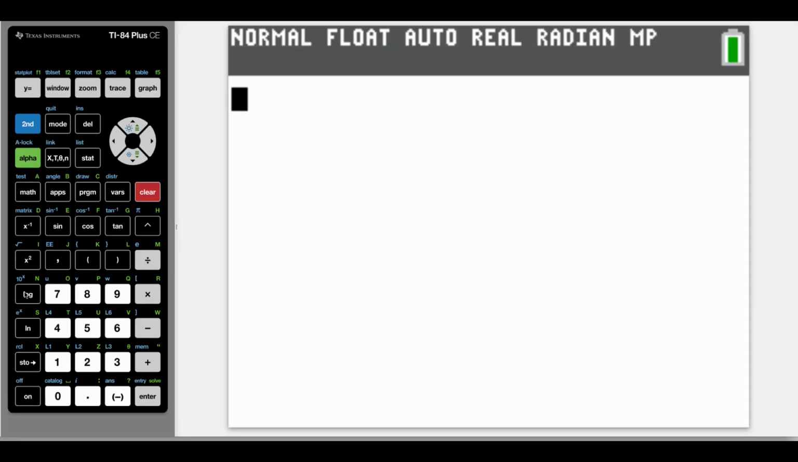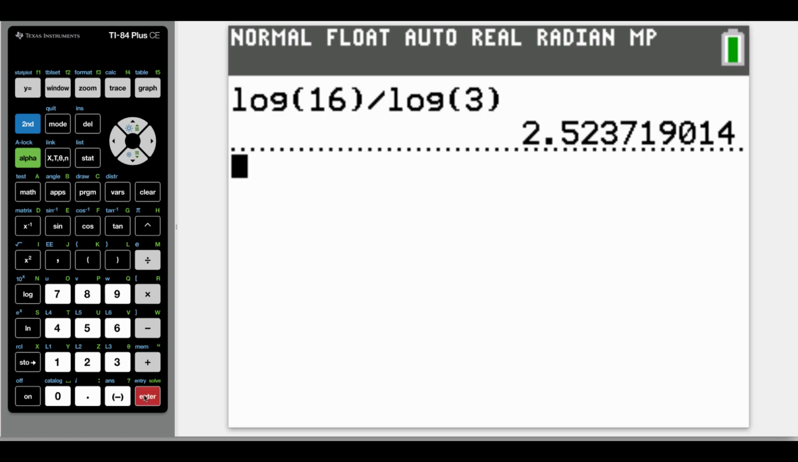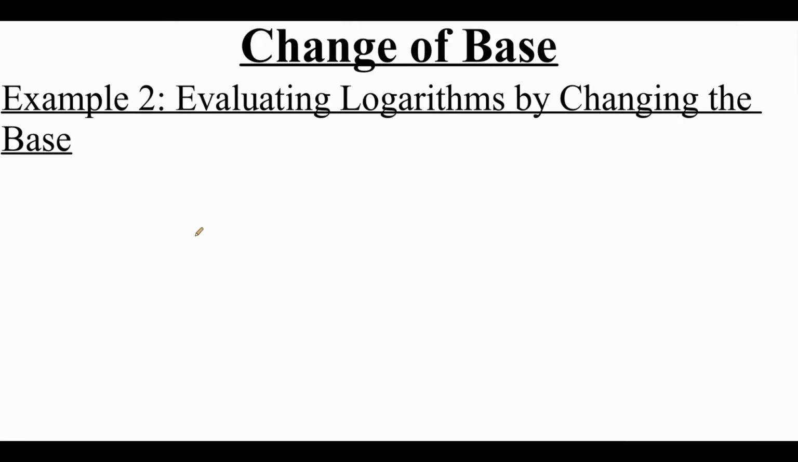So in my calculator, I'm going to do log of 16 divided by log of 3. When you type this in, make sure you're closing up your parentheses that your calculator puts in there for you. Now if I hit enter, we get 2.52 as an answer, but I'm going to show you that we could also do this using natural logs instead. So I could do the natural log of 16 divided by the natural log of 3, and we should get exactly the same answer.